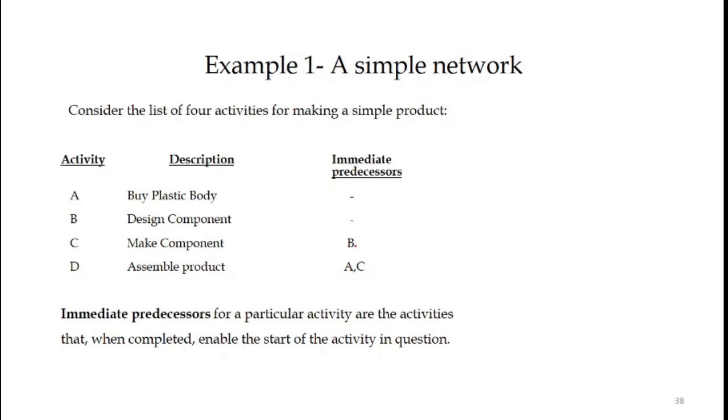As A and B don't have any immediate predecessor, the starting event of A and B will be the same. So it will be event 1, and out of it there will be 2 activities, A and B.